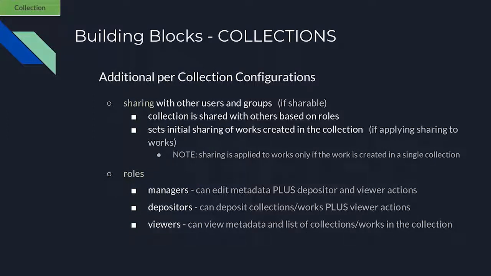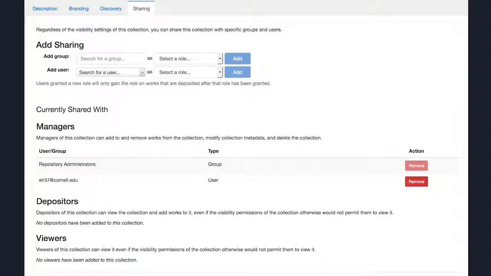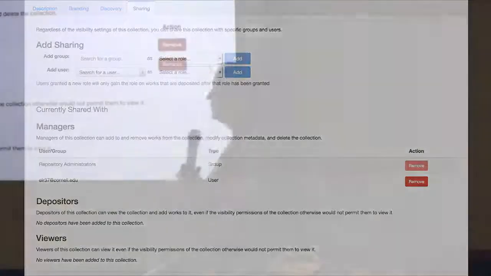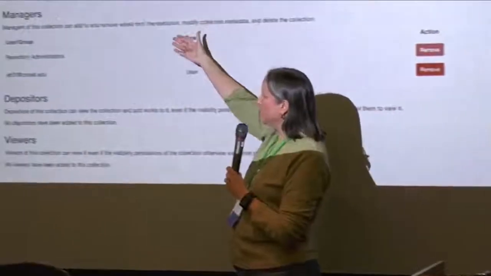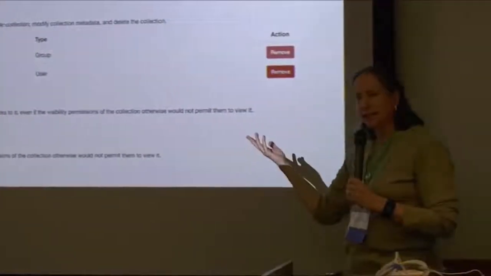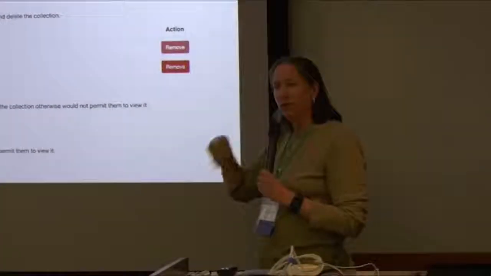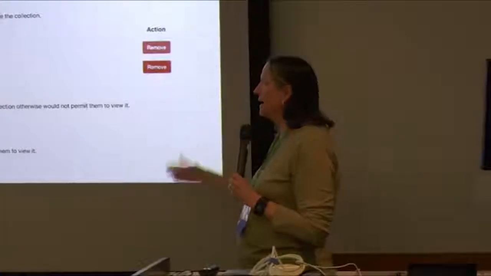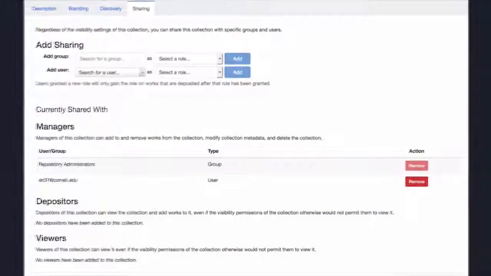So then we have sharing, where you can actually identify which groups can work together. This is very similar to the screen we saw for collection types, except that we have 3 different roles. We have a manager, depositors, and viewers. And if you've been working with admin sets, that looks really similar to what you define when you set up a new admin set. You can say there's managers, depositors, and viewers.